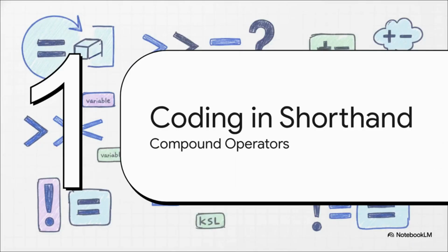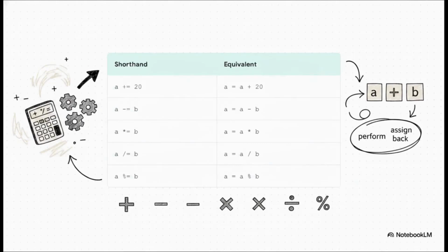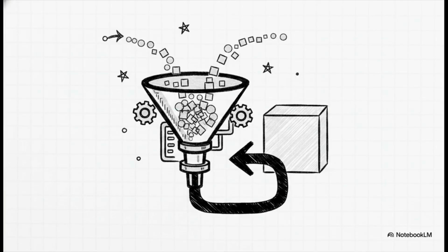Moving on to Section 2, coding in shorthand using compound assignment operators. Programmers love shortcuts, right? To make writing long expressions way faster, C++ offers compound assignment operators. This takes a super tedious a equals a plus 20 and turns it into a much sleeker a plus equals 20. And this incredibly handy logic applies to the whole shebang: addition, subtraction, multiplication, division, and even the modulus operator for remainders. It just performs the math and assigns the new value back to the original variable, all in one single step.